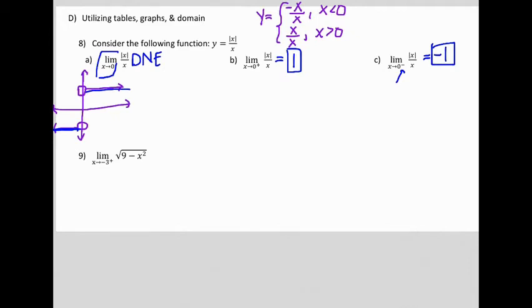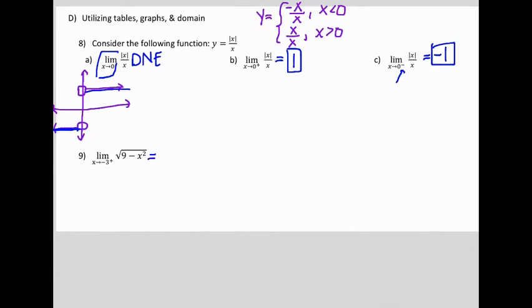Number 9 is a tricky question. We're looking for the limit as x approaches negative 3 from the right of this radical function. Now, the "from the right" here is my little red flag that maybe there's more than meets the eye to this one. However, just like I was saying before, we should always really just plug in what we're approaching.